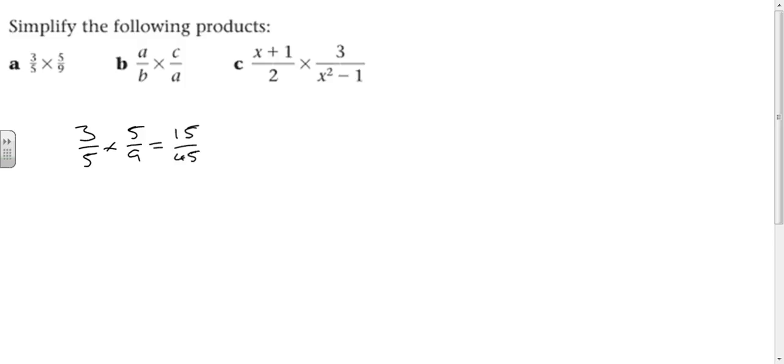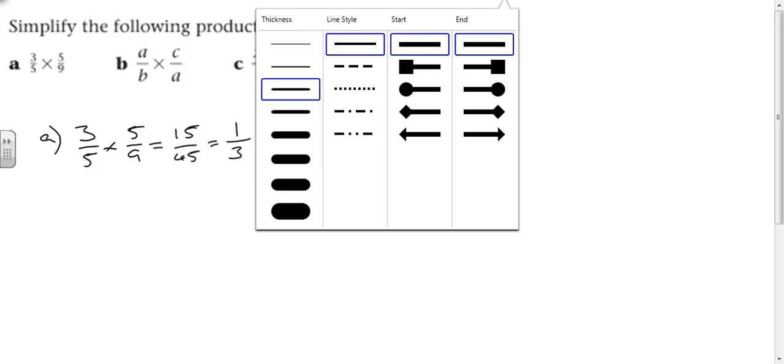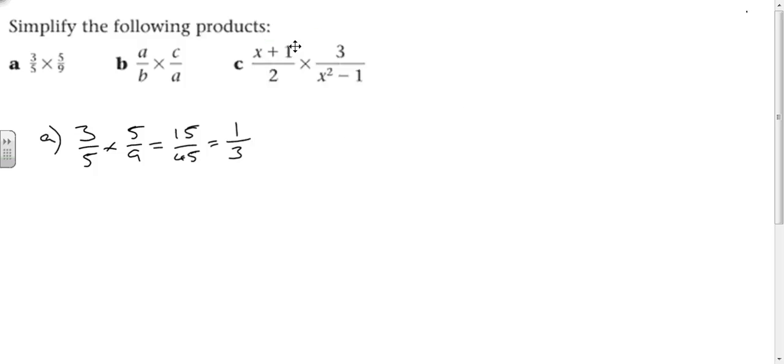And then I know that 15 goes into both of them, so 15 goes into 15 once, 15 goes into 45 3 times. So it goes down to a third. However, it's easier, well not necessarily easier in this case, but certainly when we do A-levels, to do any cancelling beforehand.